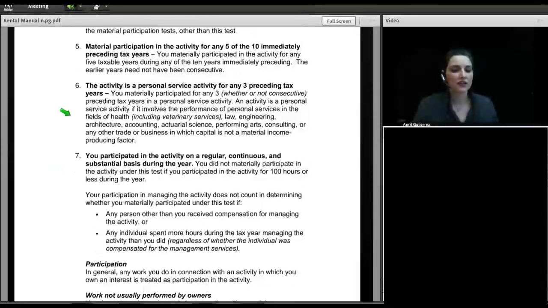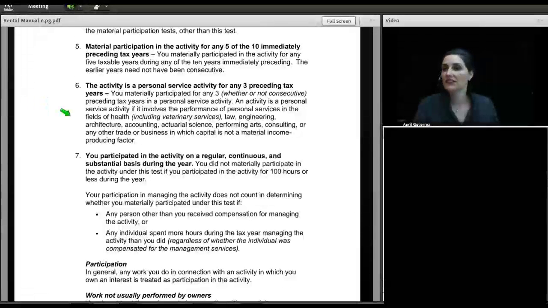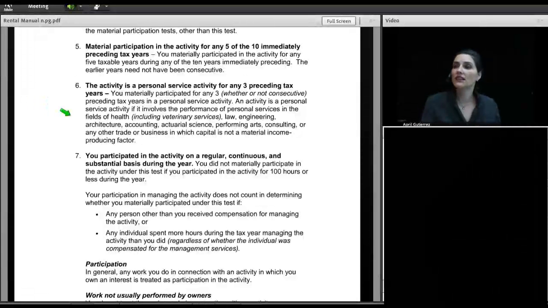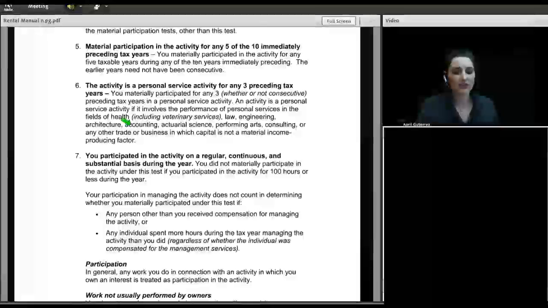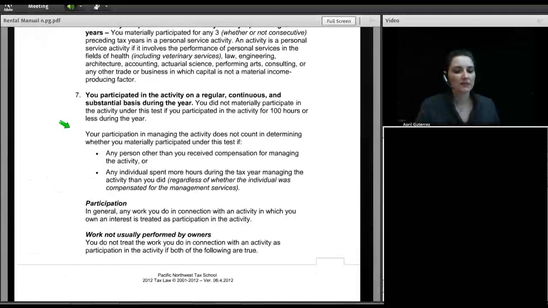Number 6, the activity is a personal service activity for any 3 preceding tax years. Doesn't even need to be in the last 10 years, ever. In 3 preceding years in history, you were active. Then for all succeeding years, you continue to be active if it was a service activity. Examples of service activity include personal services in the fields of health, including veterinary services, law, engineering, architecture, accounting, actuarial service, performing arts, consulting, or any other trade or business in which capital is not an income-producing factor, capital being money. Number 7, you participated in the activity on a regular, continuous, and substantial basis during the year.